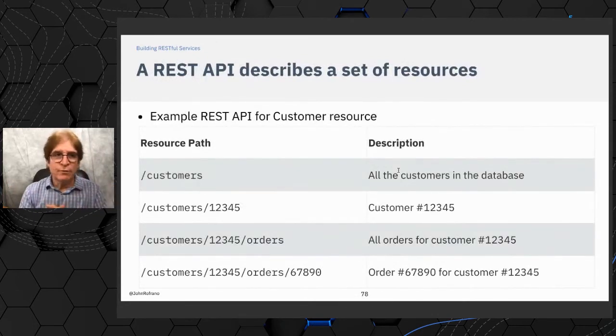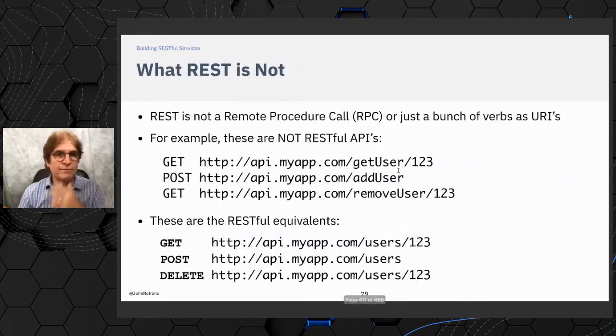Here's an example of a REST API. So I do a get on customers. I get all the customers in the database. I do a get on customers 1, 2, 3, 4, 5. I get that particular customer. If I say customer ID / orders, I get all the orders for that customer, and customer ID, order ID, I just get one order for that customer, right? So it's a very predictable way of describing it.